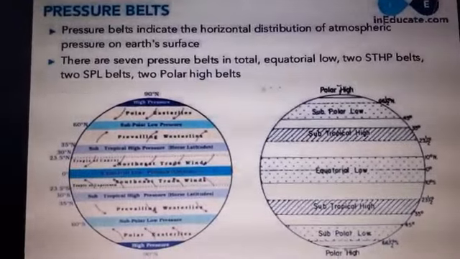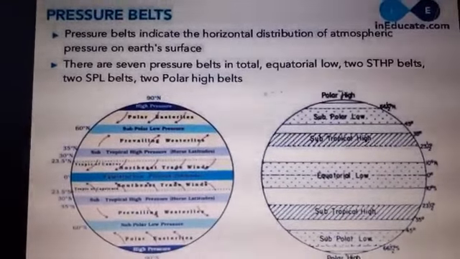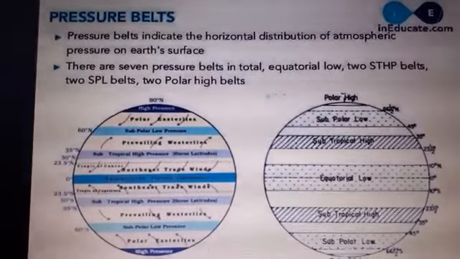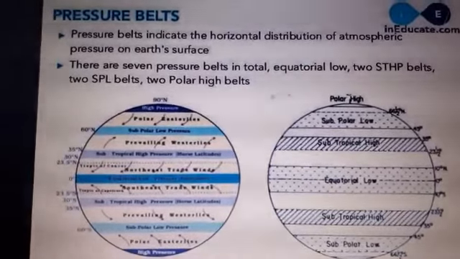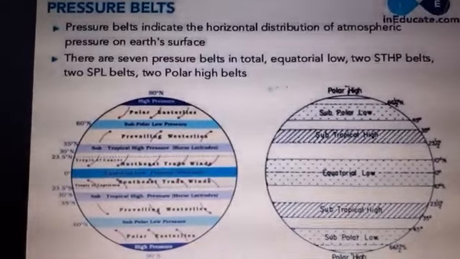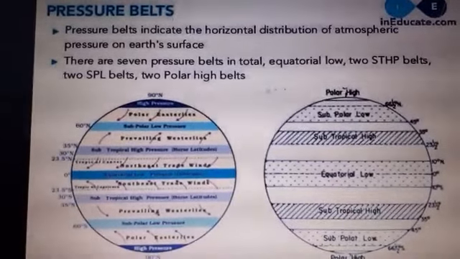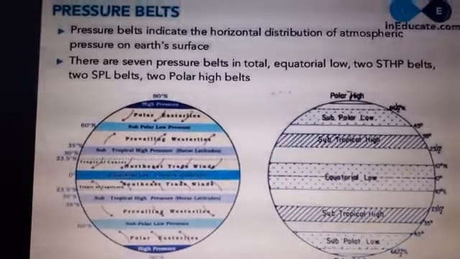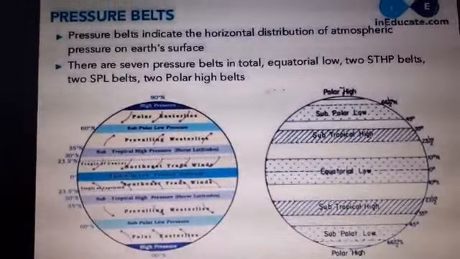There are 7 pressure belts in total: equatorial low, 2 STHP belts, 2 SPL, that is the subpolar low pressure belts, and 2 polar high pressure belts. STHP means subtropical high pressure belts. These are the different pressure belts which are there on the Earth's surface.